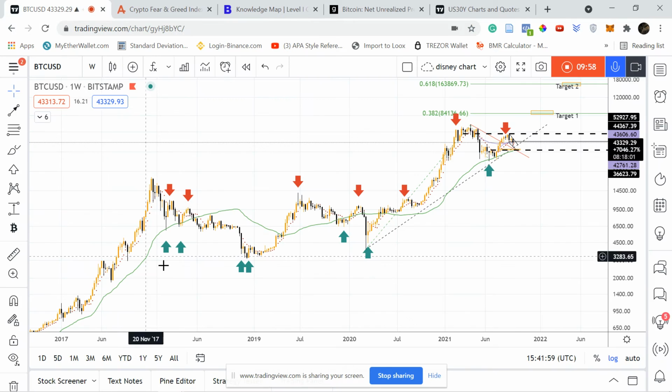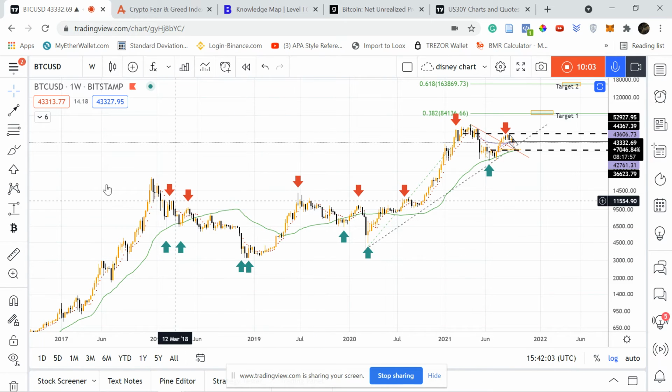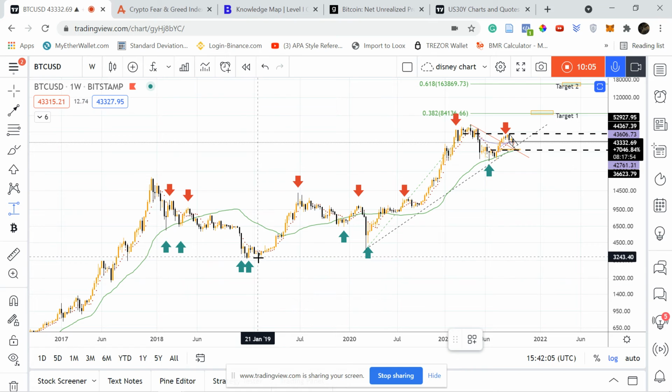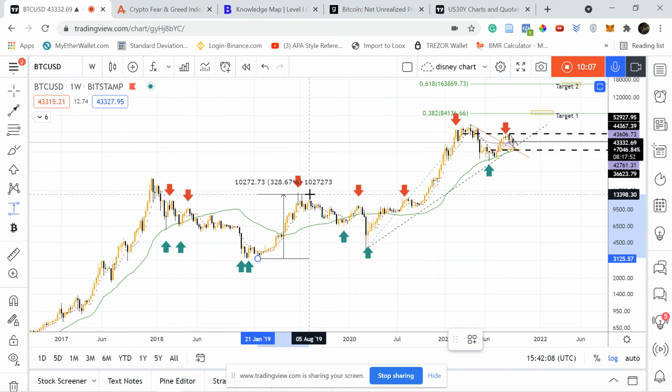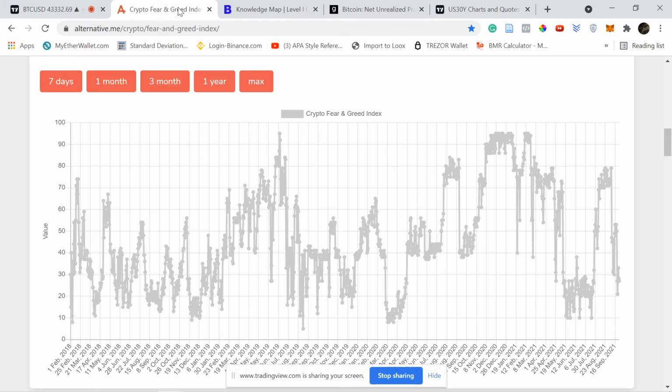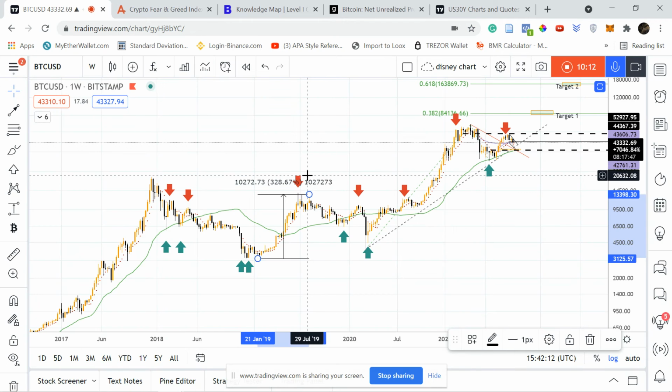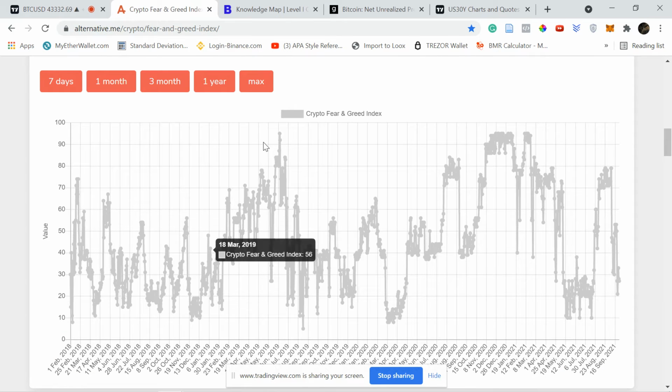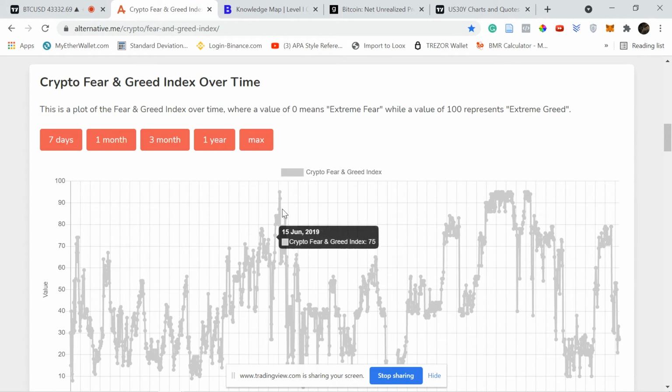As you can see here, it would have been a great buy opportunity. You would have bought here, and then look at that, you would have held, and you would have made 3 times your money. Now let's check the top over here. We got the 24th of June 2019, bam, there we go. So we got basically over 90, one of the highest readings ever on the crypto fear and greed index.